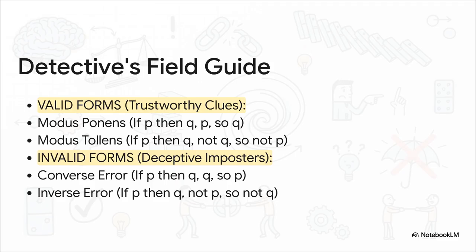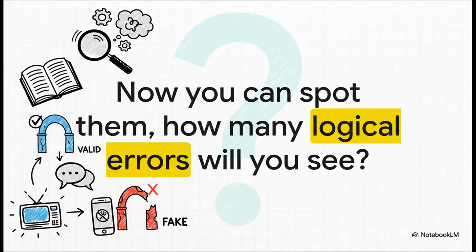And on the other side, you've got the deceptive imposters to watch out for, the converse error and the inverse error. They look close, but they will lead you down the wrong path every single time. It's all about checking the structure, not just how it sounds. So we've given you the basic tools of a logical detective. You can now break down an argument, see what makes it tick, and decide if it's the real deal or just a clever fake. So here's a final thought for you.